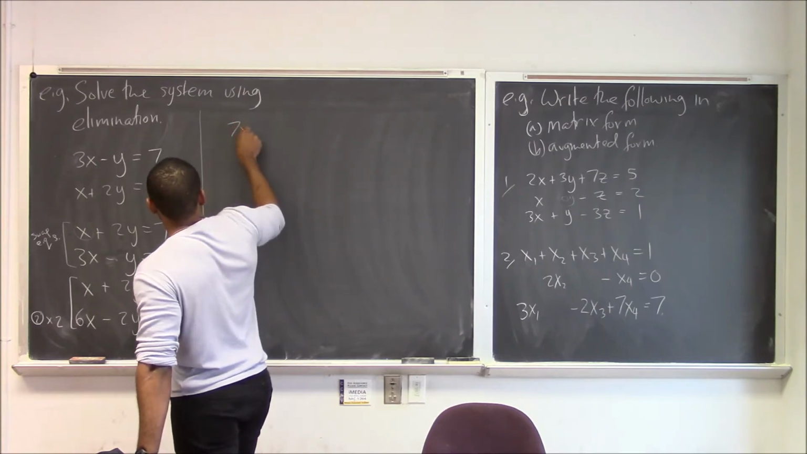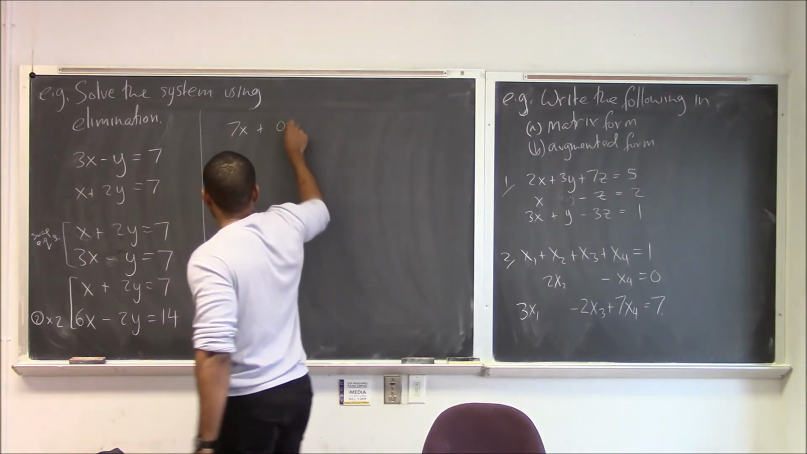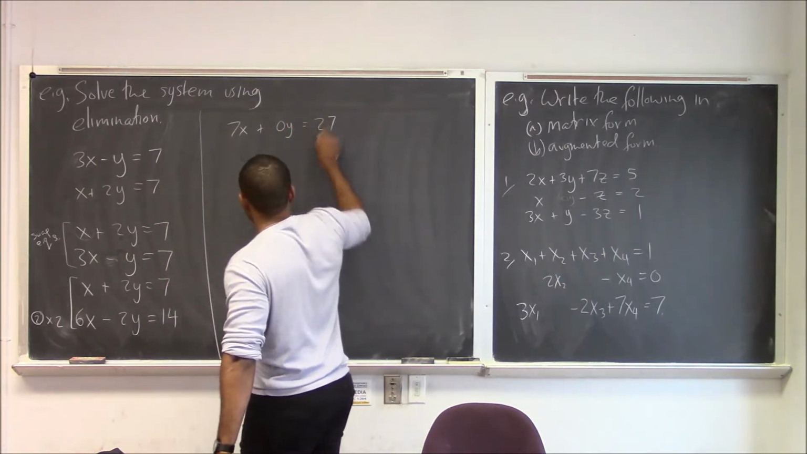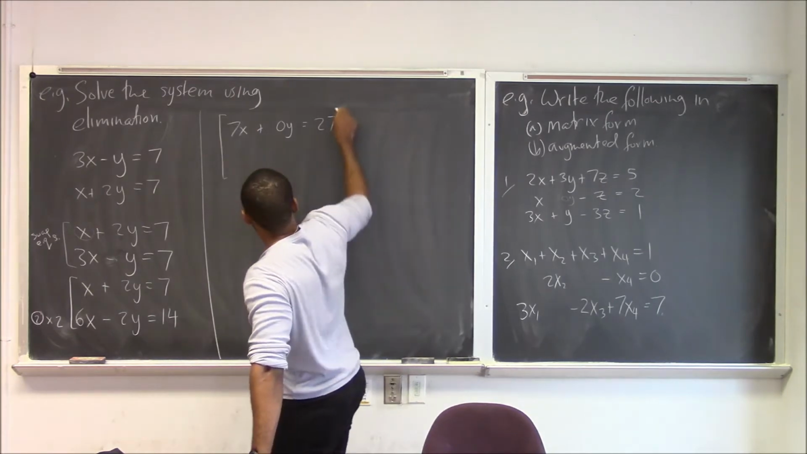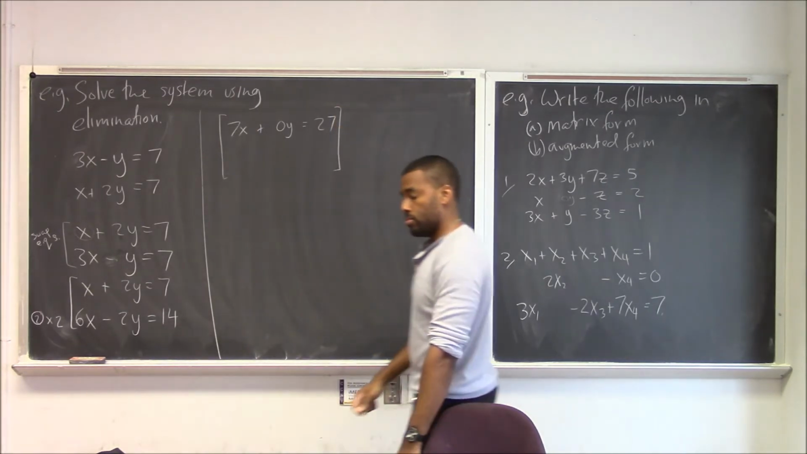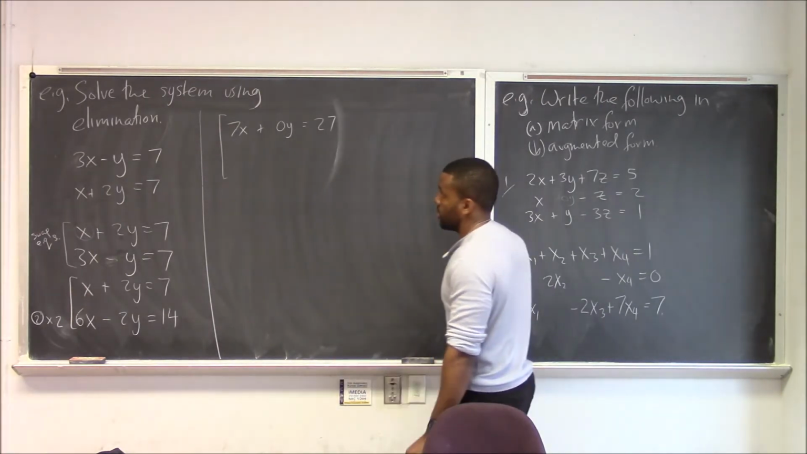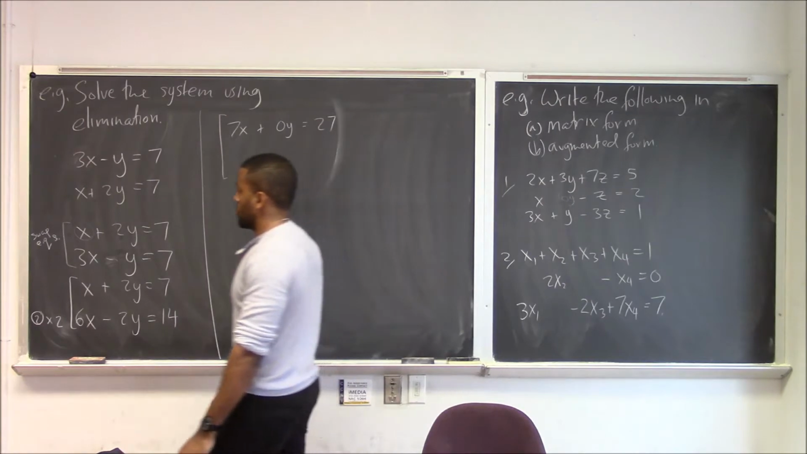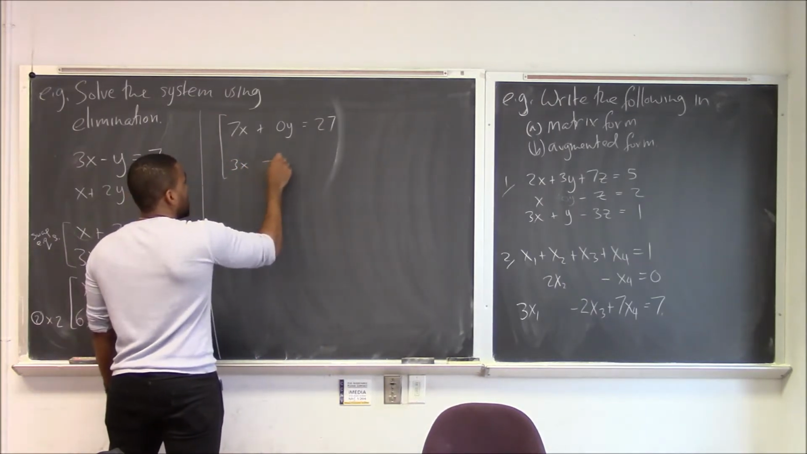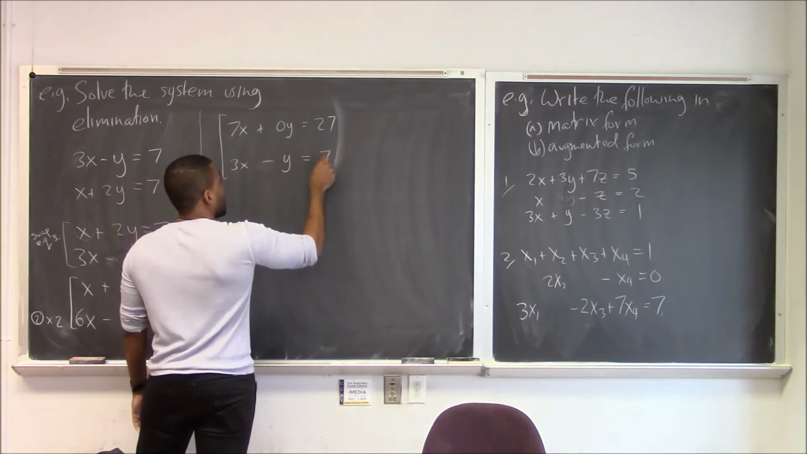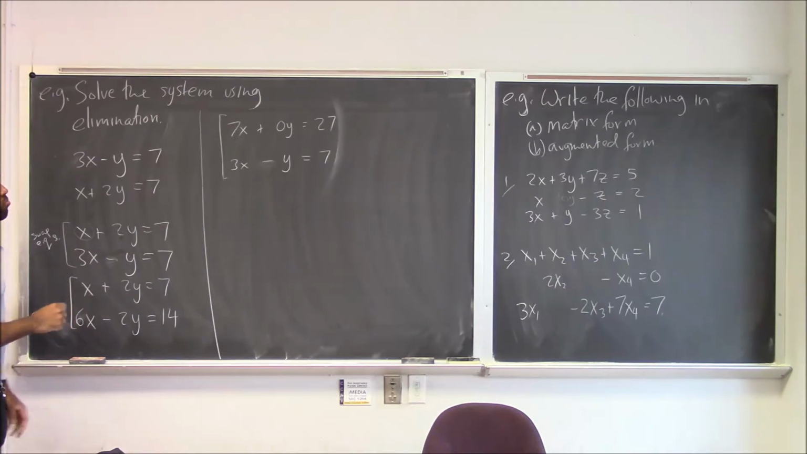I get 7x plus 0y equals 21, right? Now that is going to be my new first row. Let me put back the second row. I'm just going to keep writing it here. Okay. Now if I wanted to solve for x here, what could I do?